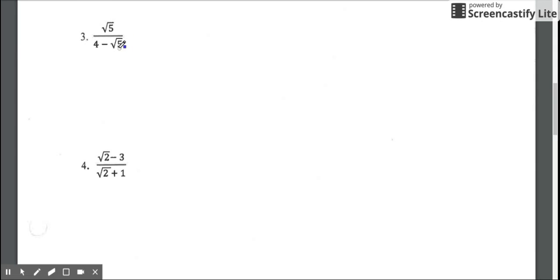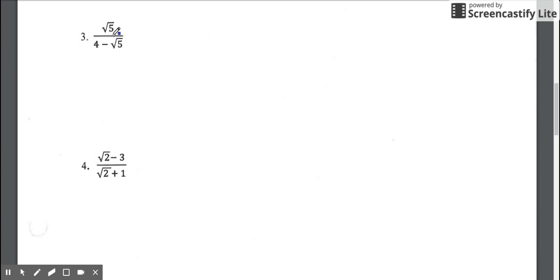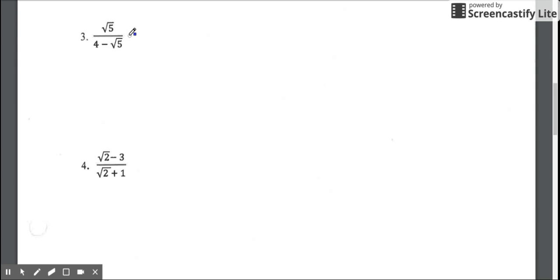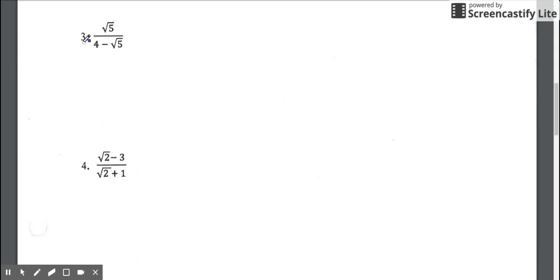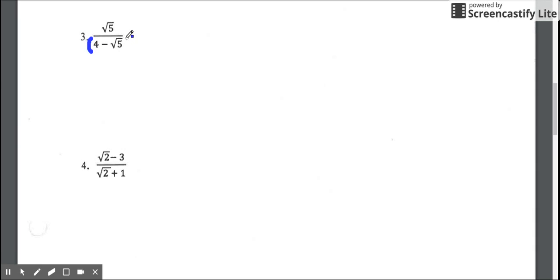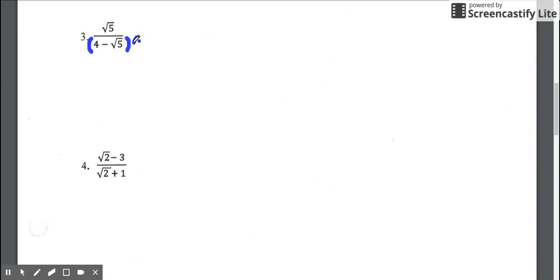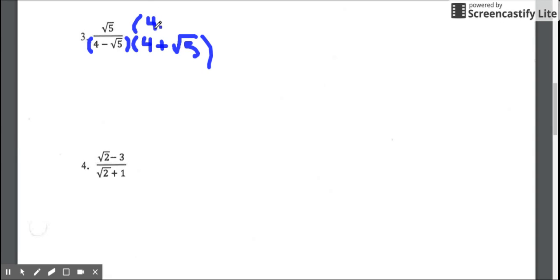So if we multiplied by root 5 and distributed it, we would still have 4 root 5. That would still be a problem. So what you would have to do is we need to multiply the numerator and denominator by the conjugate of 4 minus root 5, which is the same exact thing, but we change the sign in the middle. So instead of 4 minus root 5, we have 4 plus root 5, and we need to do that in the numerator and the denominator.